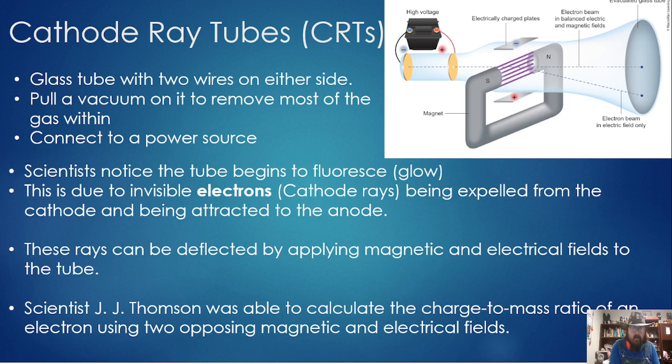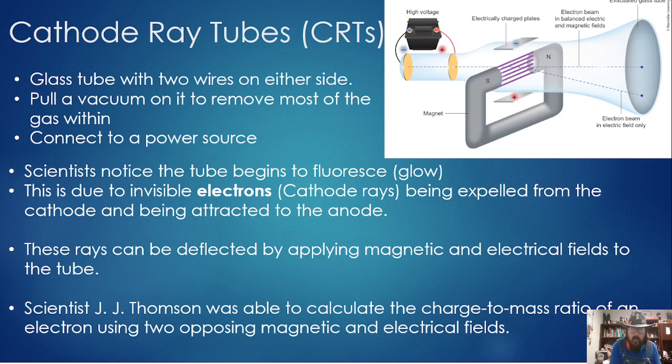What they found is if they didn't pull the vacuum, no cathode rays. That's because if you didn't pull the vacuum, you had a bunch of air. A bunch of air in there is going to absorb all these electrons. They're not going to be able to hit the glass. It's not going to be able to glow. Basic idea here.